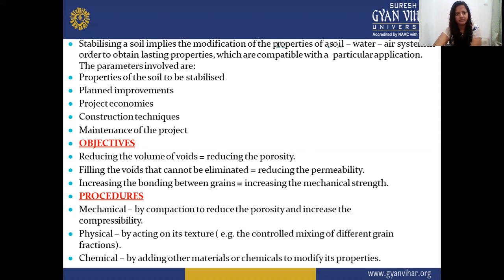Stabilizing a soil implies the modification of the properties of a soil-water-air system in order to obtain lasting properties which are compatible with a particular application. So, by the mention of the soil, water, and air system, what do we refer to? We refer to the three-phase system that we previously discussed, where a soil is a three-phase system.